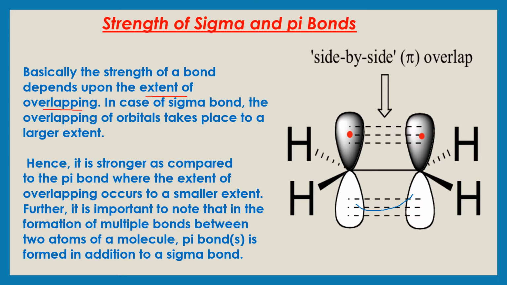So in case of sigma bond, the overlapping of orbitals takes place to a larger extent. Hence it is a stronger bond as compared to the pi bond, where the extent of overlap occurs to a smaller extent, right? So a sigma bond is always stronger than a pi bond, and without a sigma bond, pi bond formation is practically not possible.